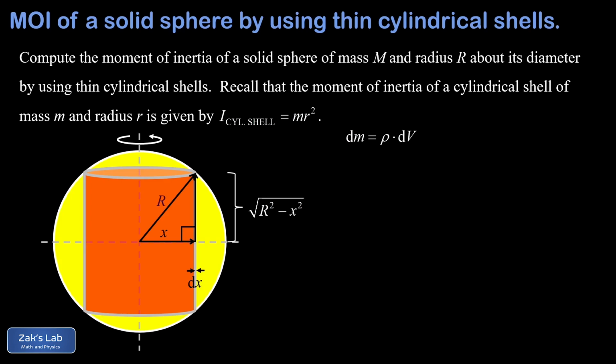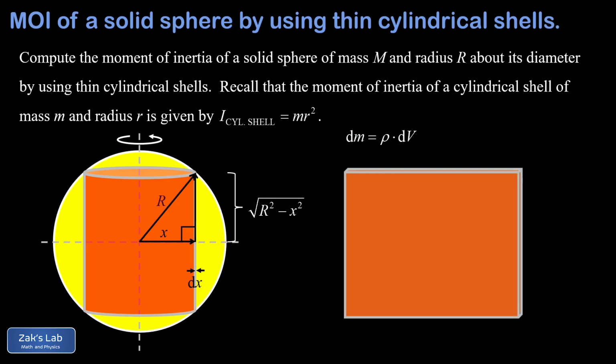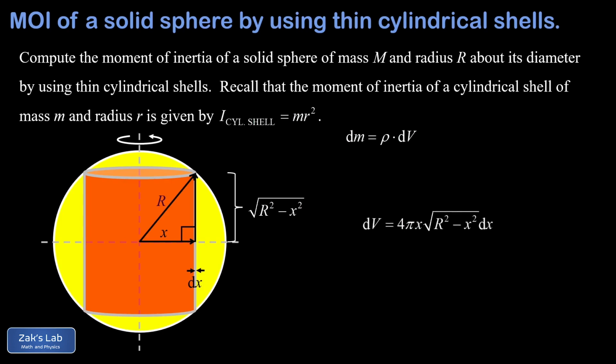So to find dV, we're going to cut the shell vertically and unroll it into a rectangular slab. The thickness of this slab is dx. The height of the slab is twice the square root of r squared minus x squared. And the length of the slab corresponds to the circumference of the original shell when it was rolled up. So that's 2 pi x. So to find the volume of the shell, we just multiply all three of these dimensions, and we get a differential volume of 4 pi x times the square root of r squared minus x squared dx. Now that we have that dV figured out, we can get dm by just multiplying it by rho.